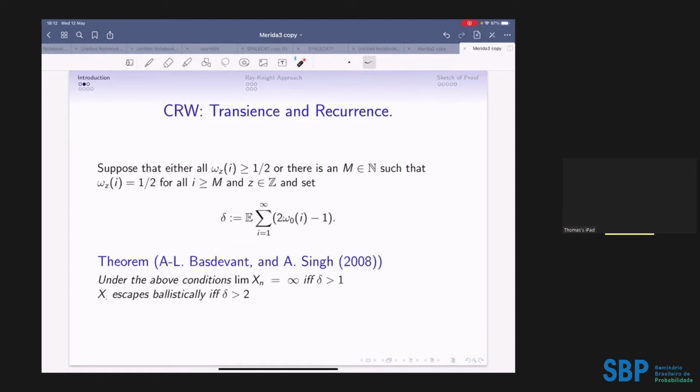the really key idea, and it goes back a long way, but this is something we use a lot. The key approach was from Basdevant and Singh, who were able to show, using an approach that I'm going to detail, that you would move to the right if and only if delta, this number here, was greater than 1, and you would escape ballistically. That is to say, X_n would be of order n if delta was strictly greater than 2.